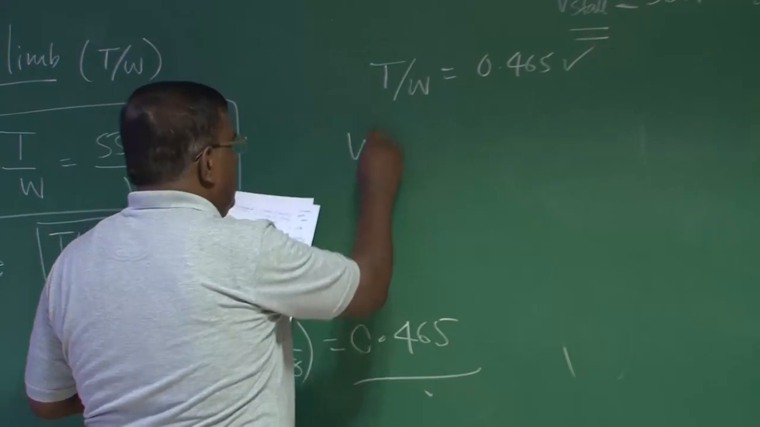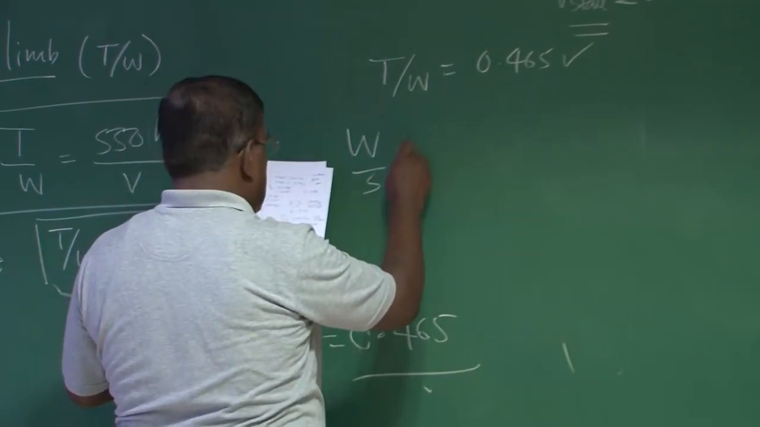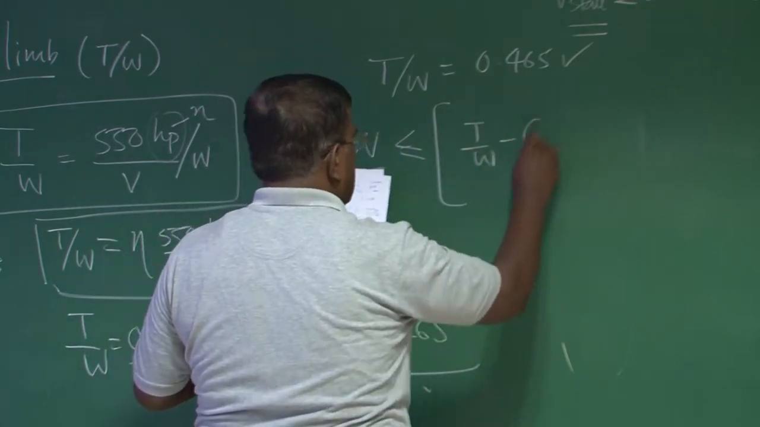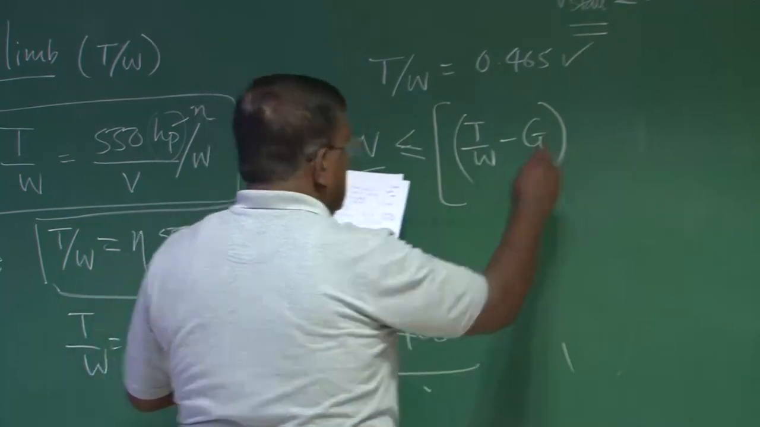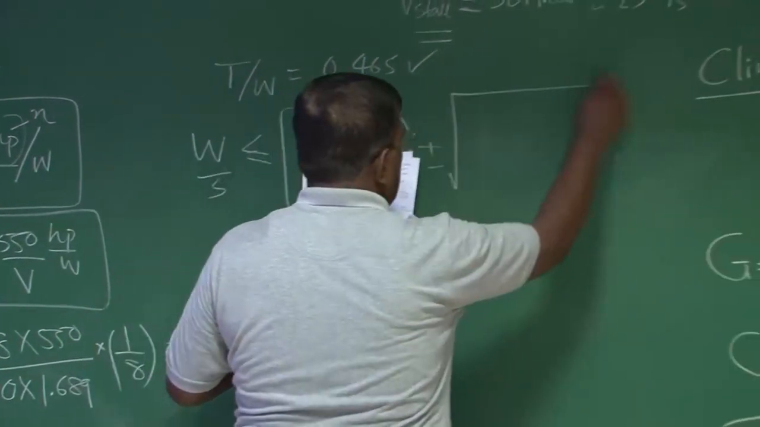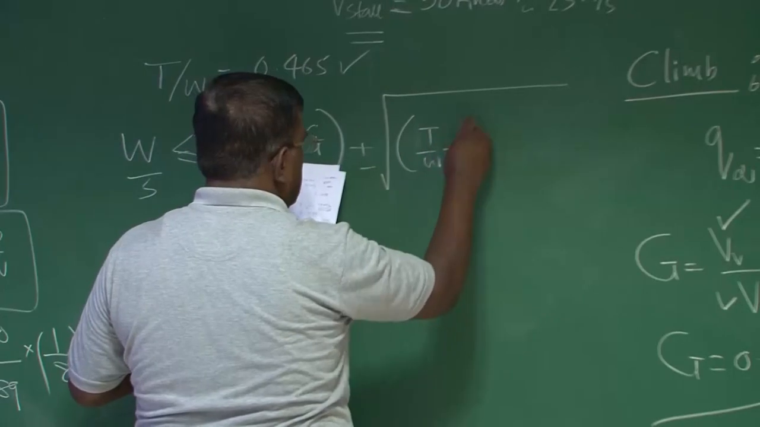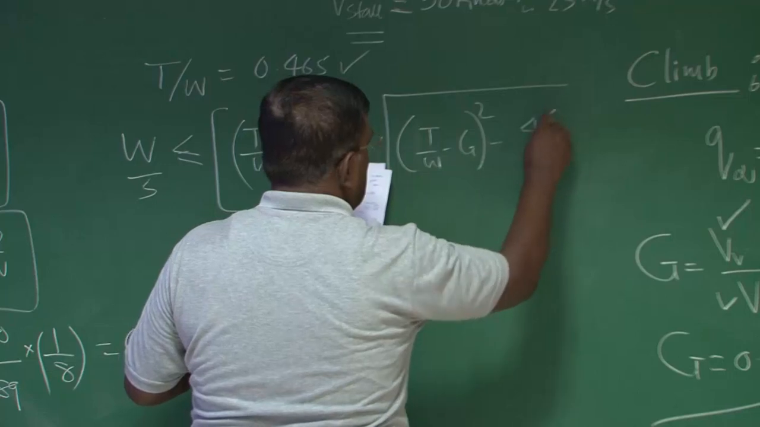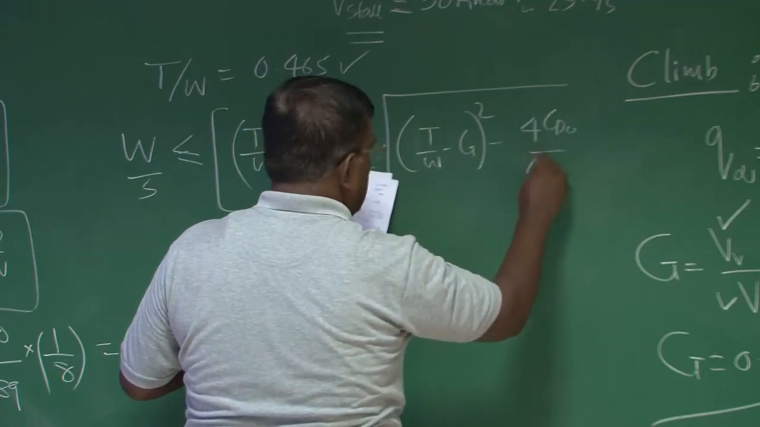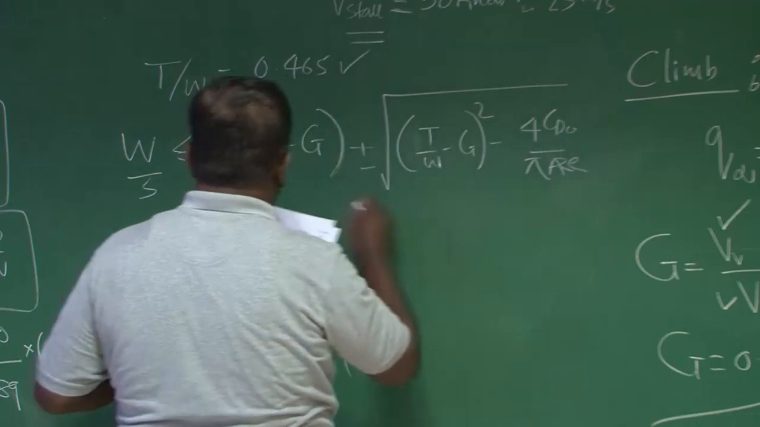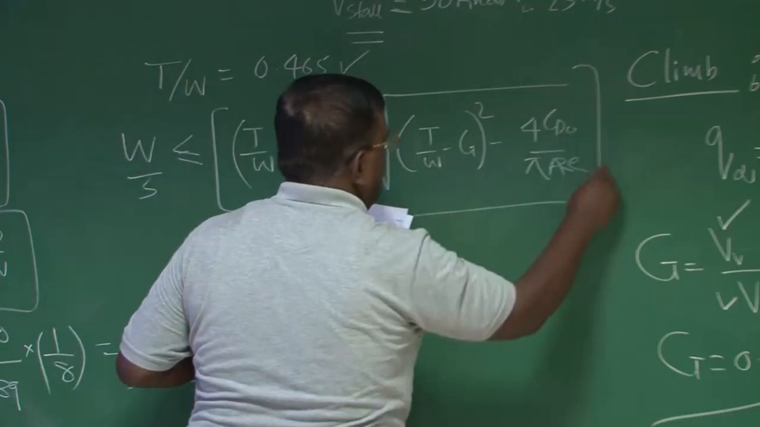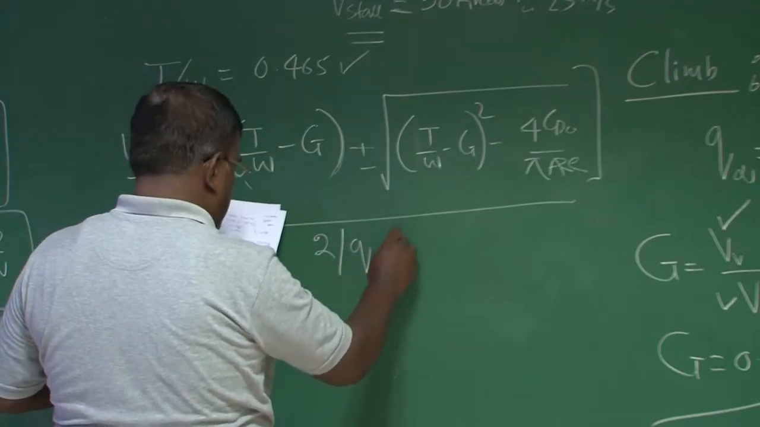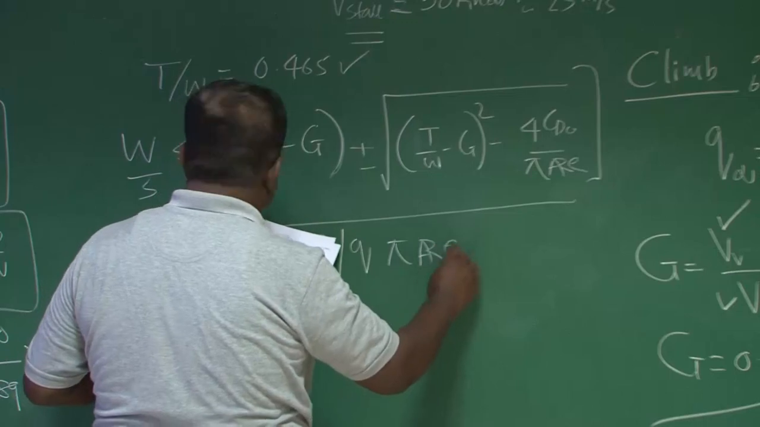And I need to know W by S, and that we have already derived that relationship: T by W minus G, plus minus under root, T by W minus G whole square, minus 4 CD naught by pi aspect ratio E, divided by 2 Q by pi aspect ratio E.